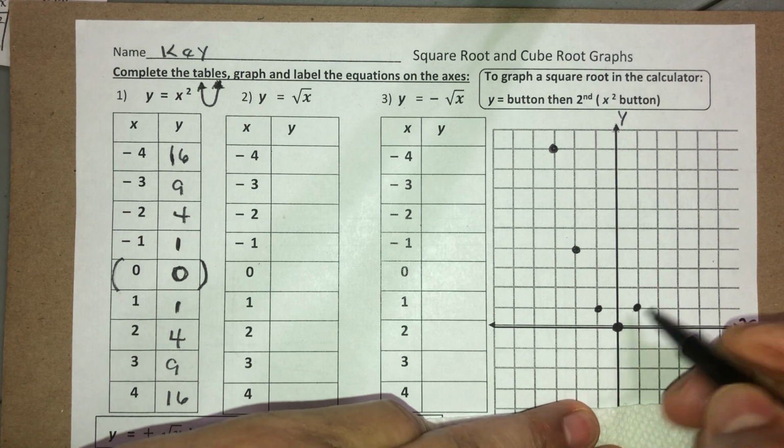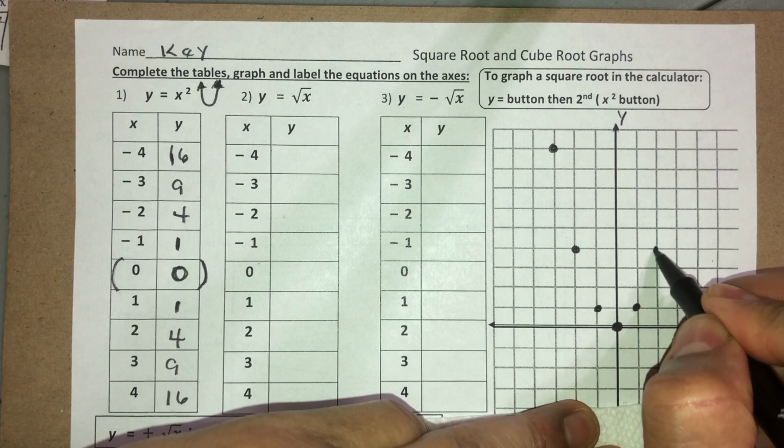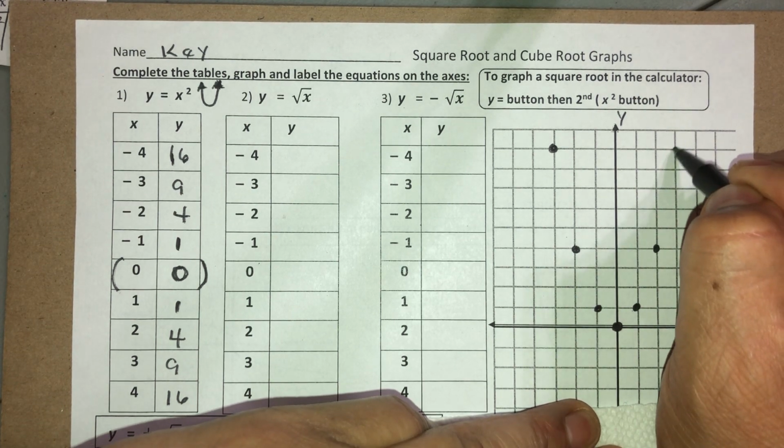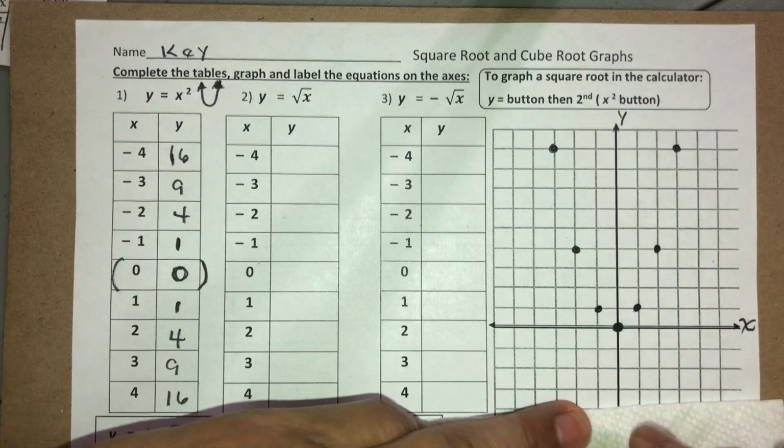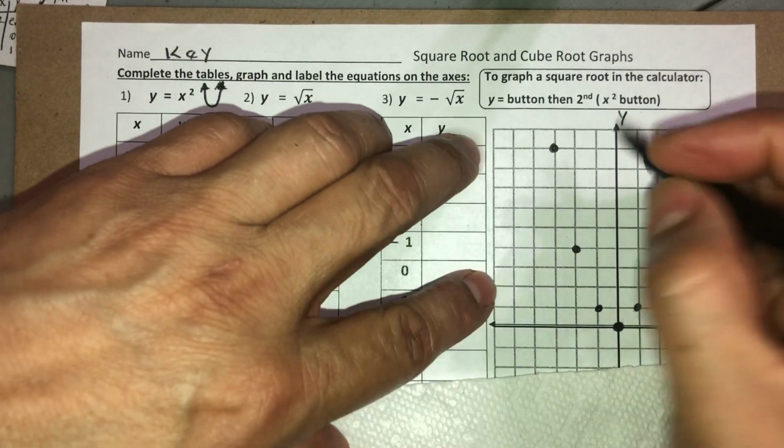Make sure it's the same line. Open up one more, okay? Match that point up, open up one more, and it's right there. So when I have my points, I'm going to do my parabola.